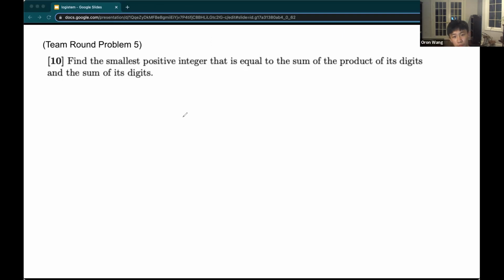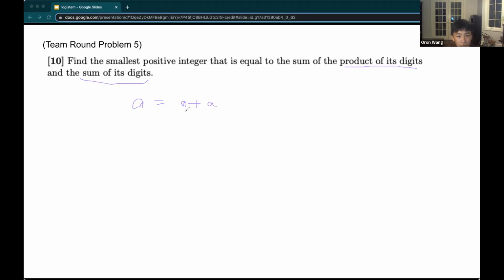So the way to solve this problem is by casework on the number of digits. So if it's a positive integer, then it obviously has to have at least one digit. So first we consider if it has just one digit. If it has just one digit, then we can call the number A, and that's also the digit. So then the product of its digits is just A, and the sum of its digits is also just A.